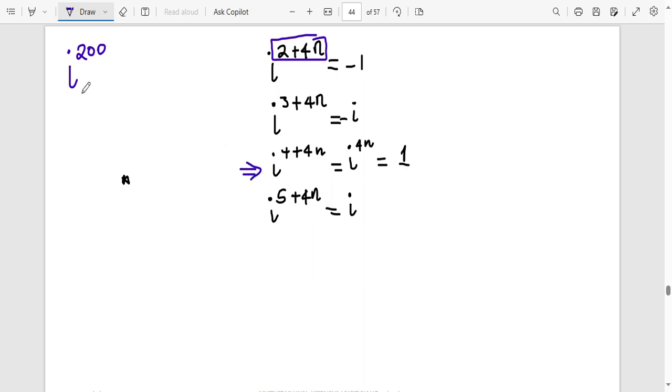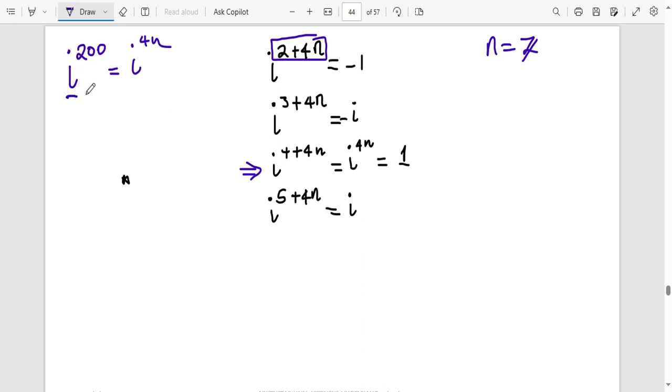Let's say i to the power 200 gives me the same answer as i to the power 4n. Now please, this n is an integer. It should always be a whole number. If I find n to be an integer, then that means that i to the power 200 can be expressed in that form, and definitely it should give me 1. And it will always only work for one of these four equations I've written here.